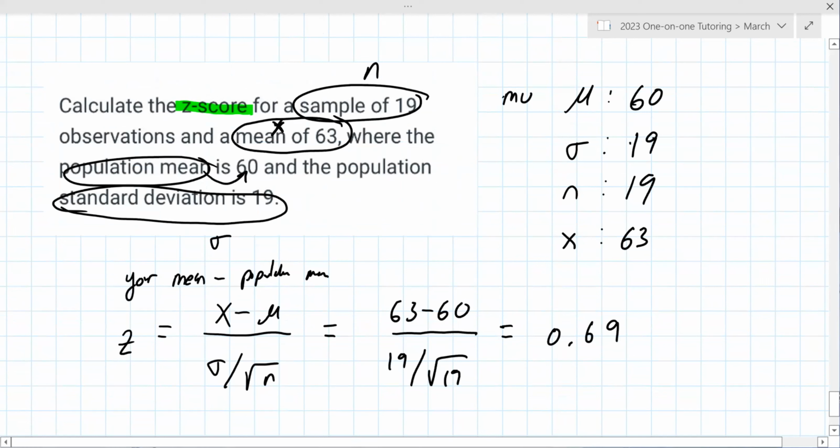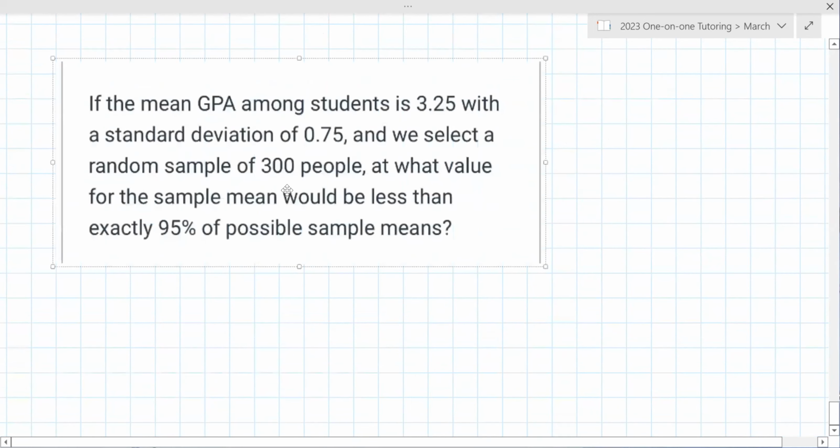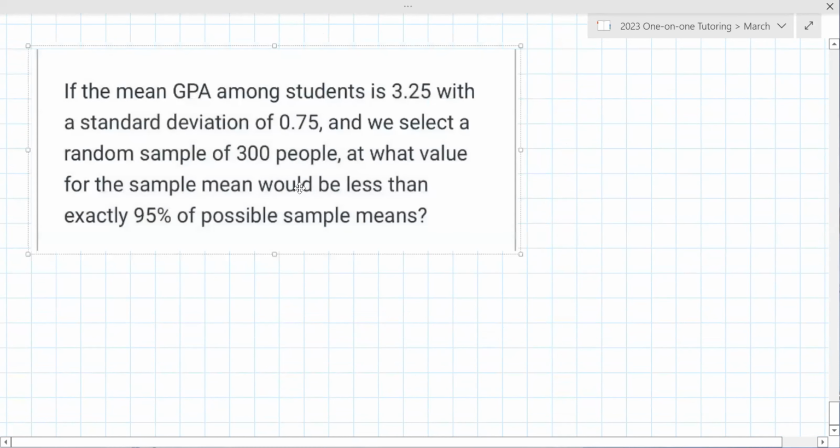All right, we're ready to move on to 9. Yes. All right, so 9 is kind of different than what we've been doing. It says if the mean GPA among students is 3.25 with a standard deviation of 0.75, and we select a random sample of 300 people, at what value for the sample mean would be less than exactly 95% of possible sample means? So look over these numbers and tell me what is mu, what is sigma, and what is n, please.